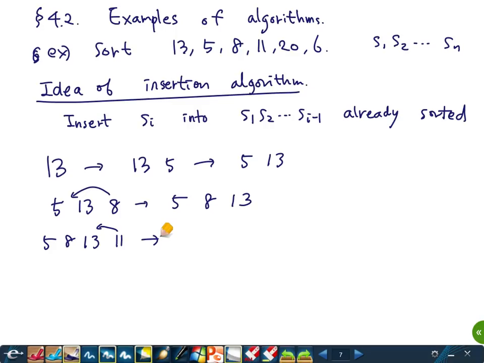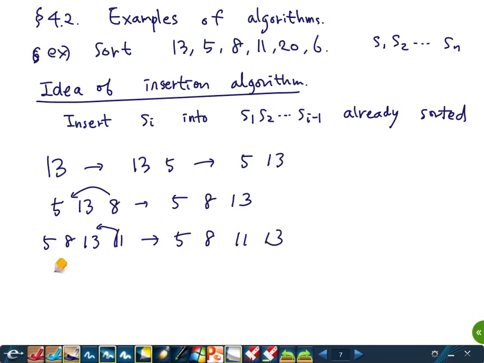How do you find the correct position for 11? First, see if this is bigger than 13. If this is already bigger than 13, it will be the right place. Otherwise, you have to go to the next place, right? 11 is smaller, so compare this with 8. And this is bigger than 8, which means the right place for 11 will be between 8 and 13. 5, 8, 11, and 13.